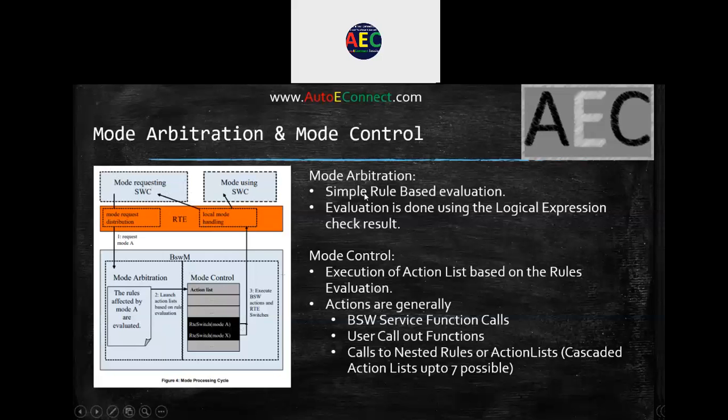So mode arbitration, like we understood from here, is a simple rule-based evaluation. Evaluation is done using the logical expression check results, and based on these evaluations, we have the execution of action lists. If you look at the action list, it is nothing but lists of actions, and like I mentioned, these actions are predefined. Generally there will be BSW service function calls, user callout functions, or calls to nested rules. Again, you can have a rule inside the rule check, or a list of action lists.